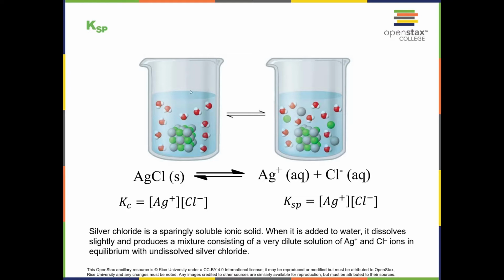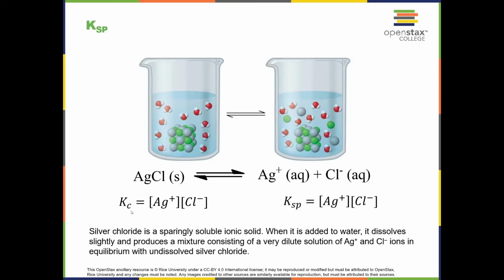When you first add silver chloride into a beaker of water, you end up with no silver ions or chloride ions in solution. But if you wait a little bit of time, you'll get some silver and chloride ions in solution. You end up with a dynamic equilibrium where some of the silver chloride is dissolving and forming Ag+ aqueous and Cl- aqueous, and some is recombining into a solid.